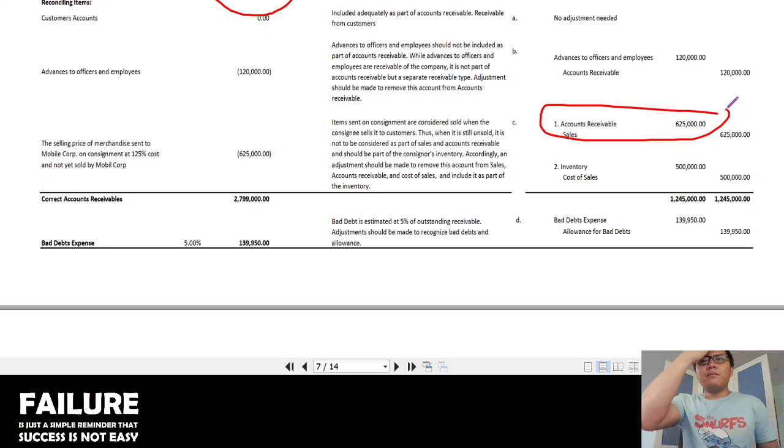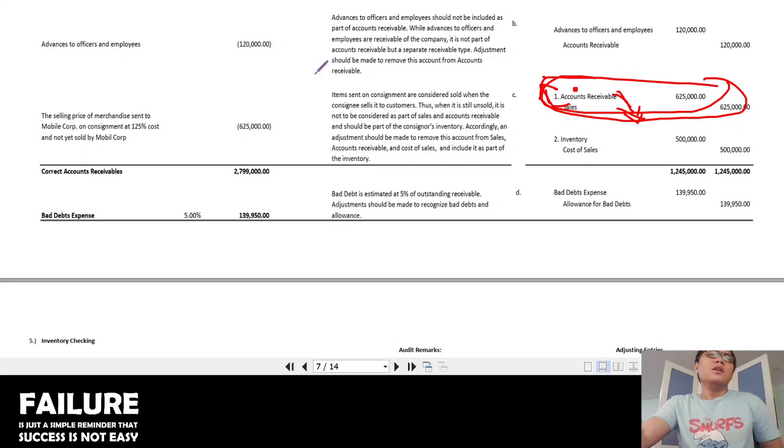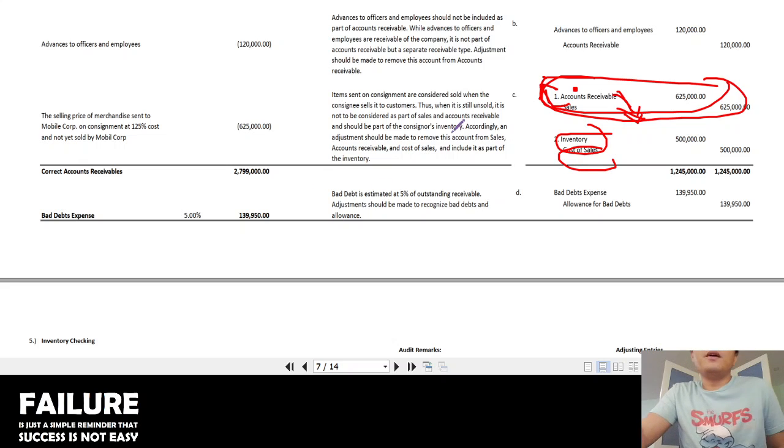Okay? I'm sorry. Baliktad ang entry na to. Dapat, debit, sales, okay? Baliktad to ha. Typo error. Debit, sales, credit, accounts receivable. Okay? Baliktad yan siya. Typo error. And lastly, because it was already deducted sa inventory natin, dapat natin ibalik. Di ba? So, how will we return it to our inventory? Debit inventory, credit cost of sales lang. Di ba?